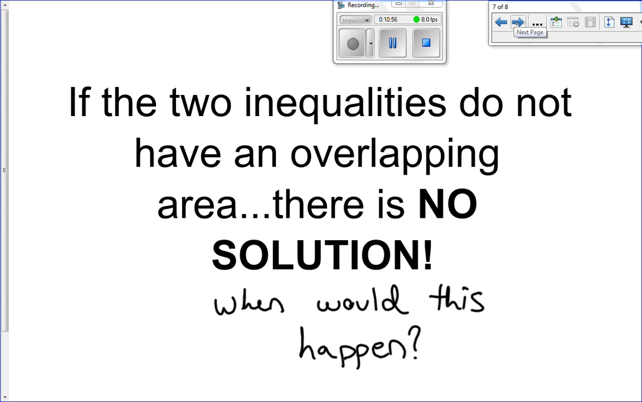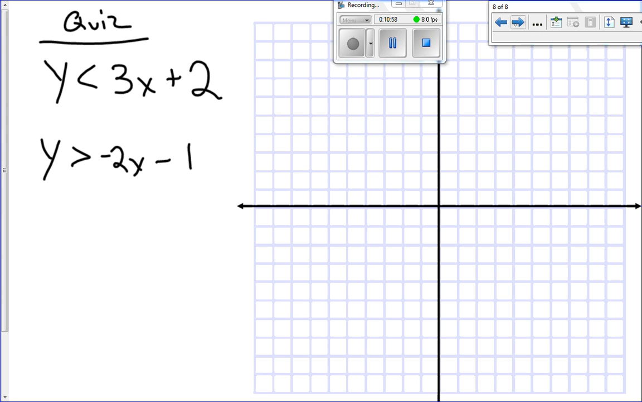Okay, so your quiz question is y is less than 3x plus 2 and y is greater than negative 2x minus 1. So we will talk about that. We will start off tomorrow by going over this and practicing graphing linear inequalities and system of inequalities.